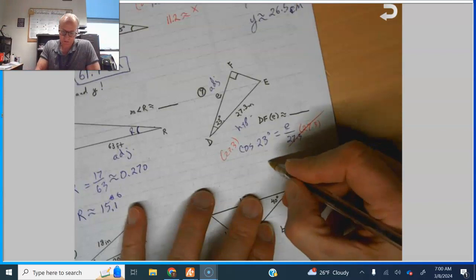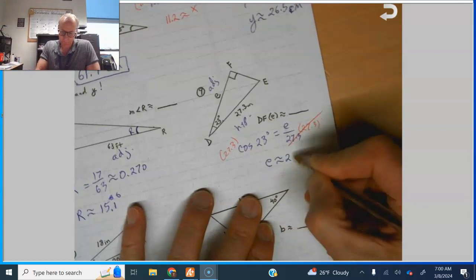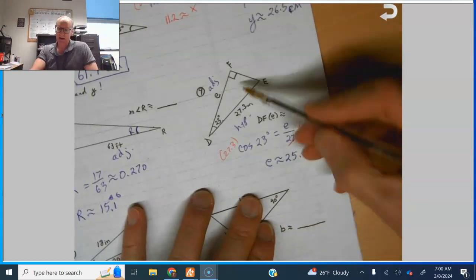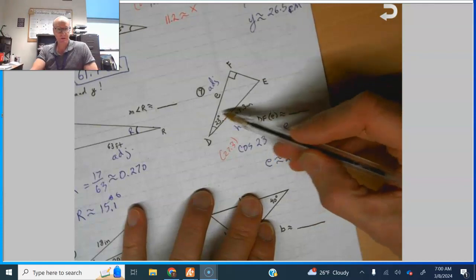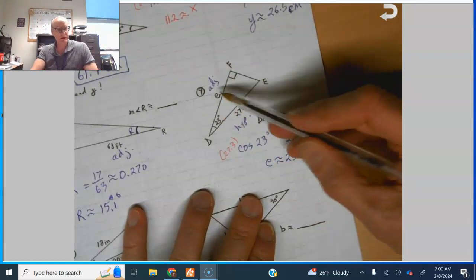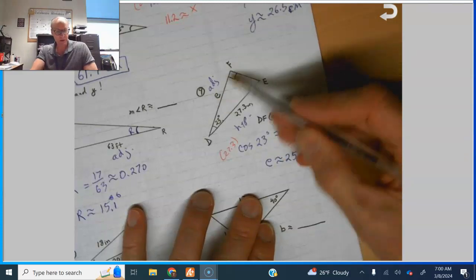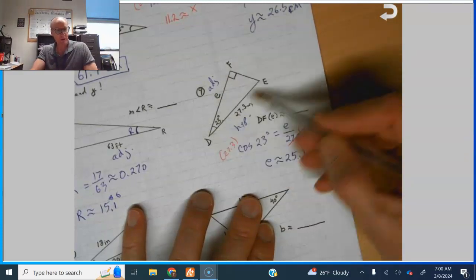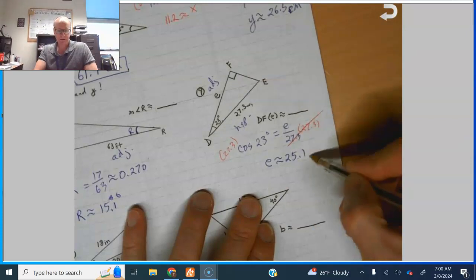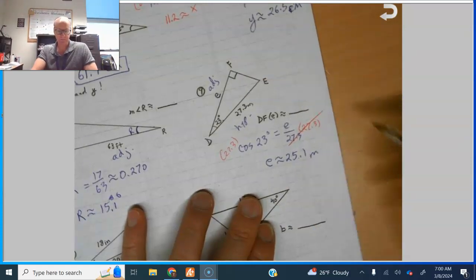Let's see if it seems reasonable. Yeah. You see, this is a fairly small angle, which makes these two fairly close to each other in size. And this one, of course, is smaller because the hypotenuse is always longer. 25.1 meters in this case.